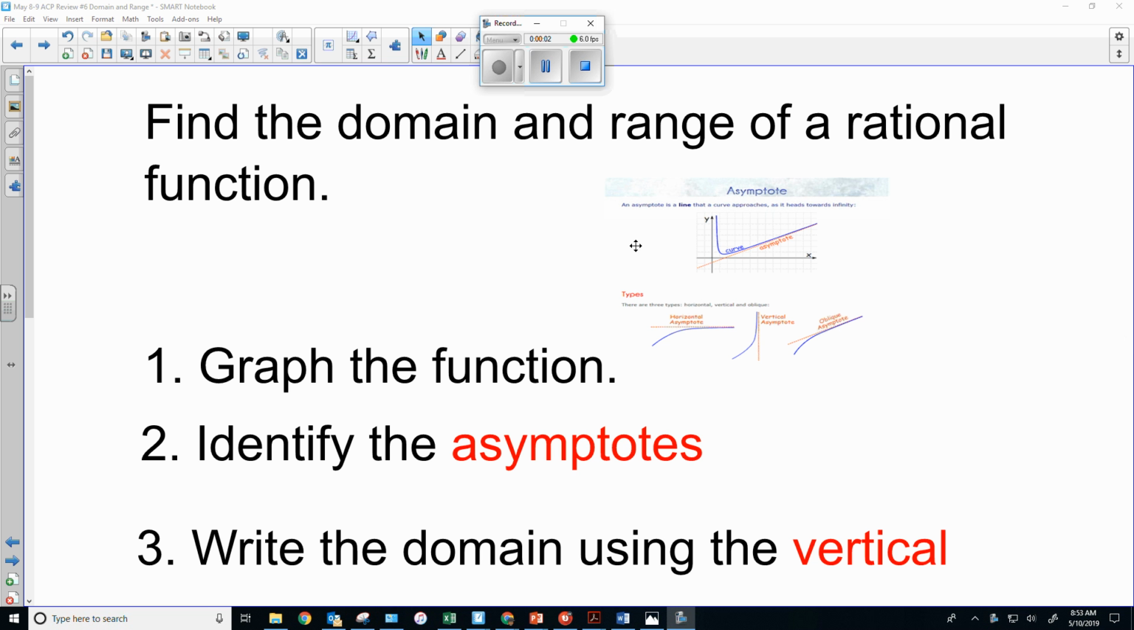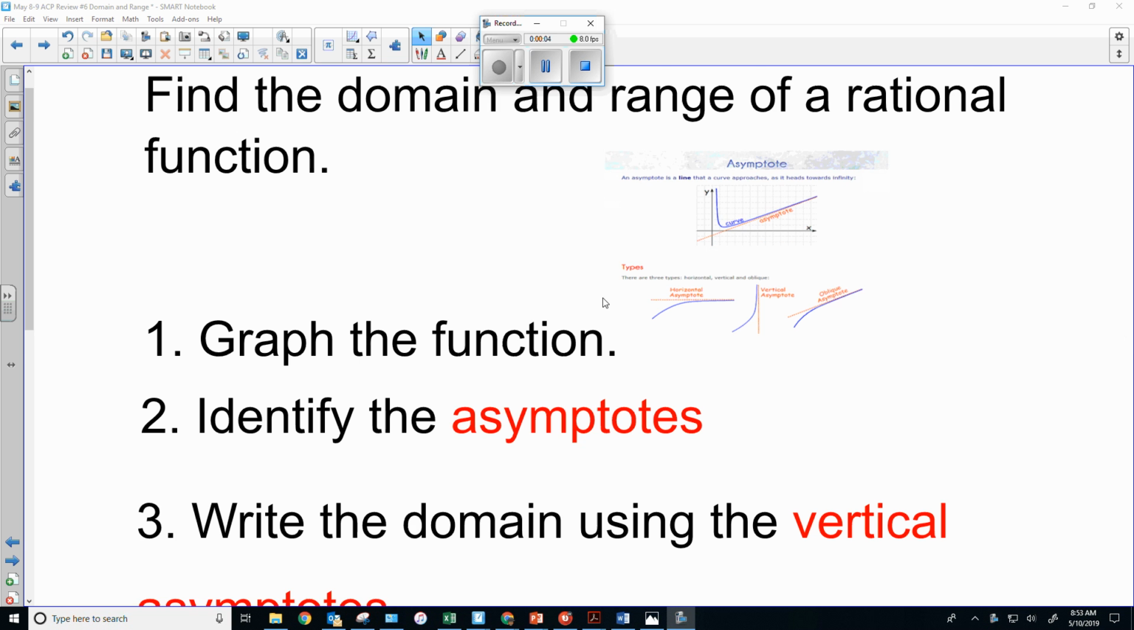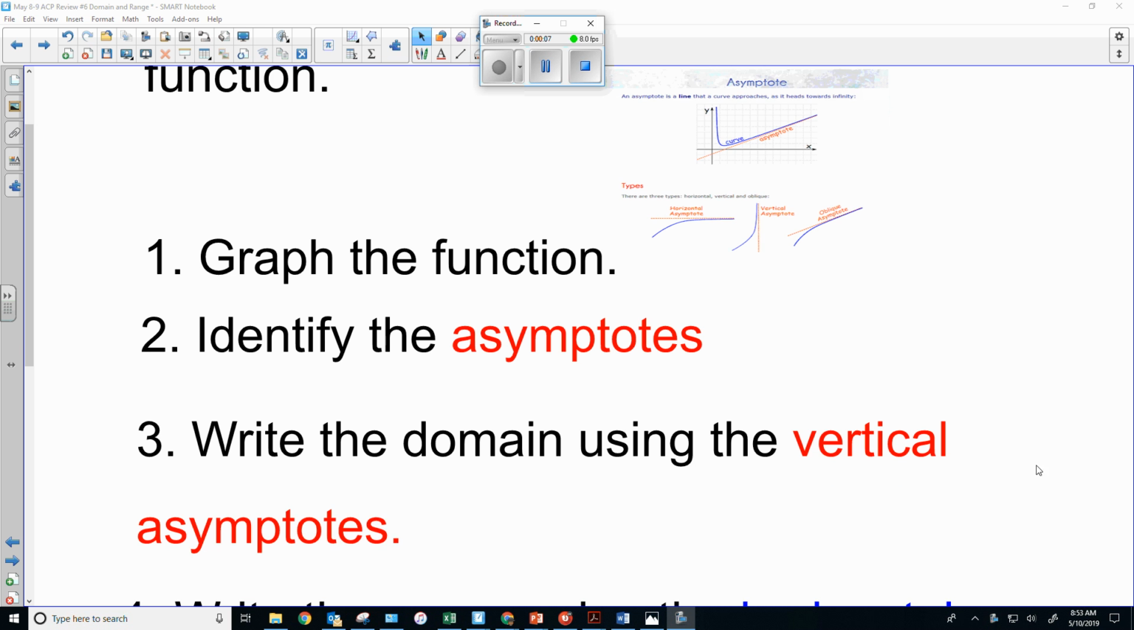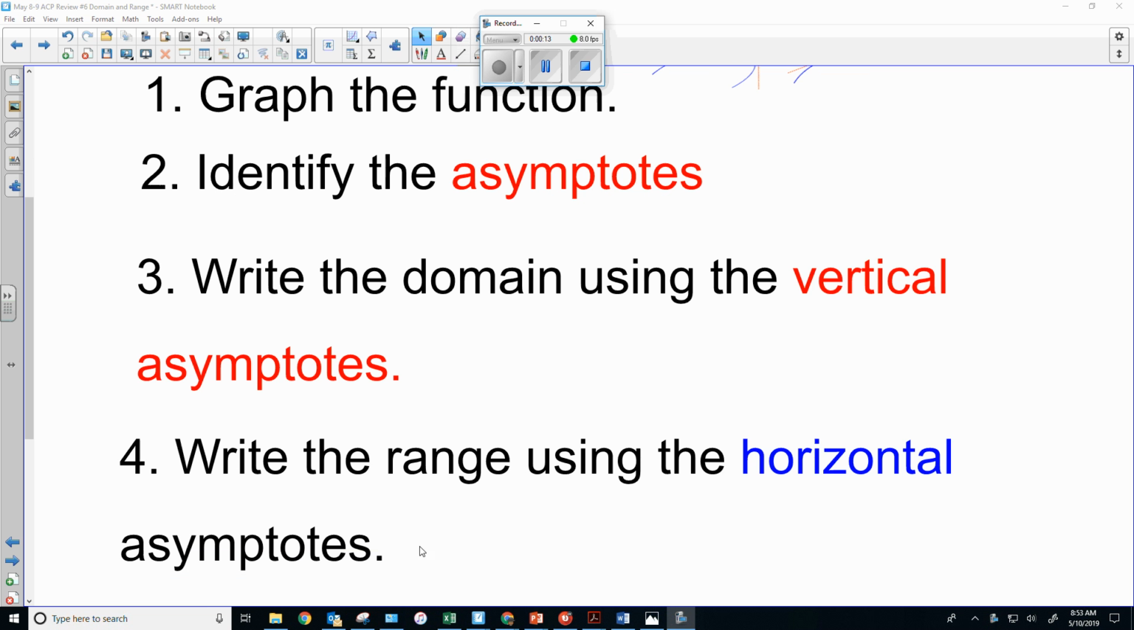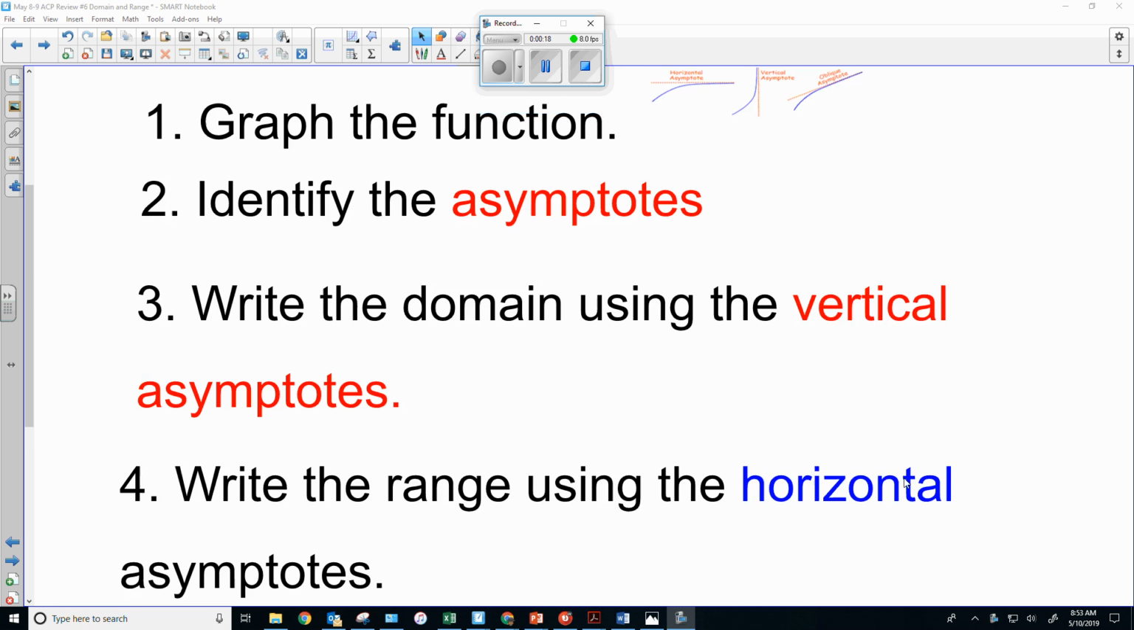Suppose I want to find the domain and range of a rational function. These are the steps. Graph the function, identify the asymptotes, write the domain using the vertical asymptotes, and write the range using the horizontal asymptotes.